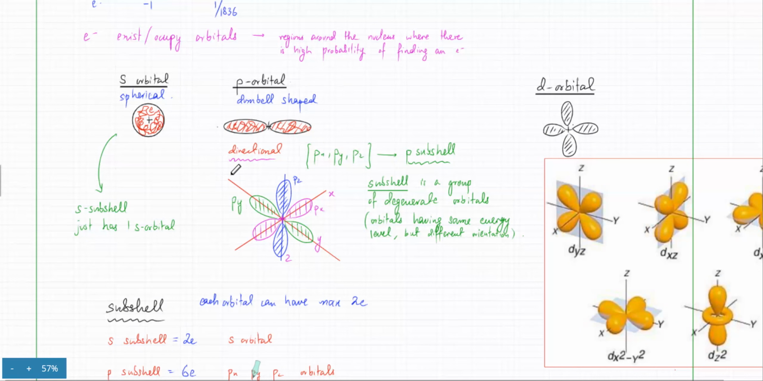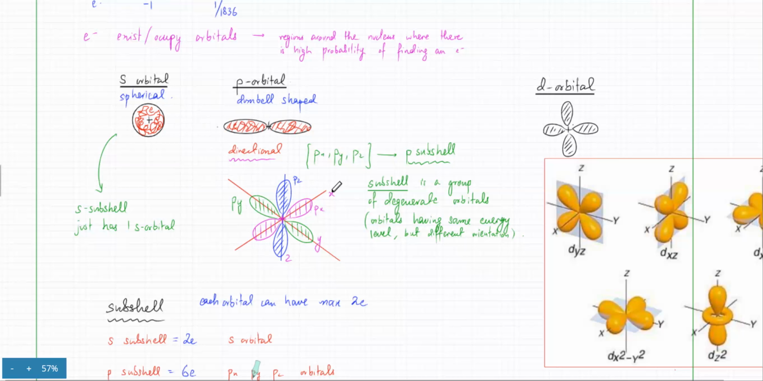So think of electrons as bees that are attracted to the nucleus and occupying a certain region. The s orbital was spherical shaped. It would be a spherical shaped region. A p orbital would be a double shaped region, and it's directional, which means that there are three different types of p orbitals depending on where the electron exists.